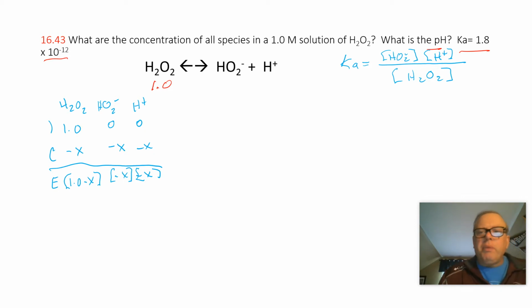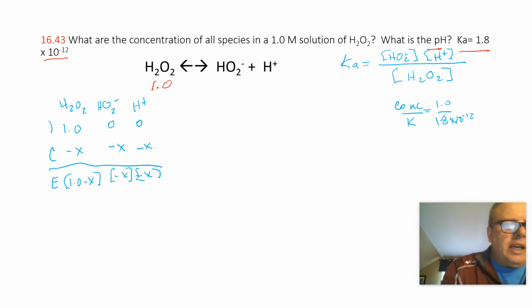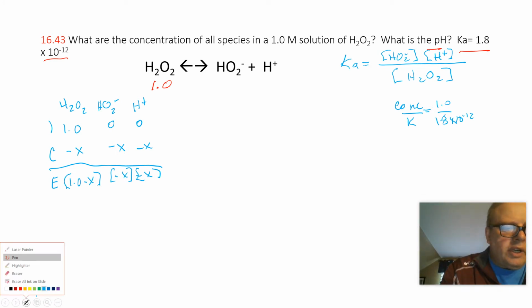All right. Big key here is that we can approximate because of that tiny Ka value. If we take concentration over K, in this case, it's going to be 1.0 divided by 1.8 times 10 to the negative 12. I didn't even bother doing that, but we know we can approximate. So that means I can squash something here. I can get rid of this X here. I'm going to cross that off. So that's gone. And that makes me feel more comfortable.